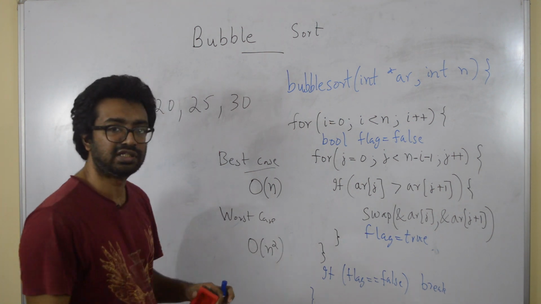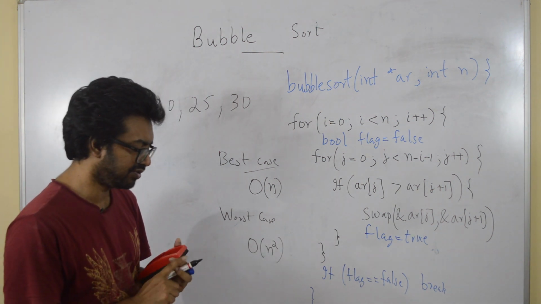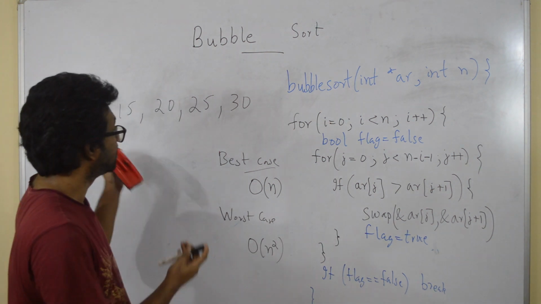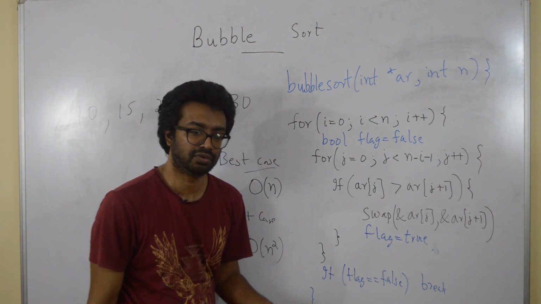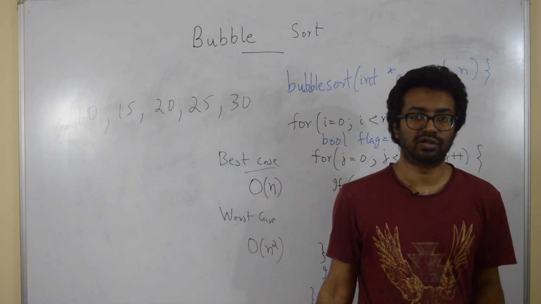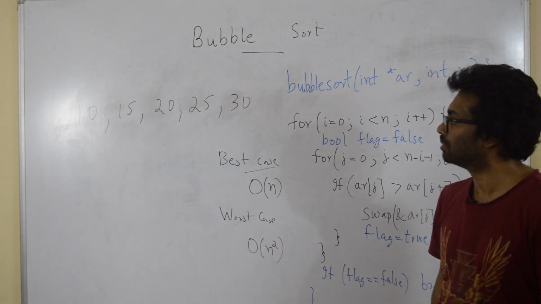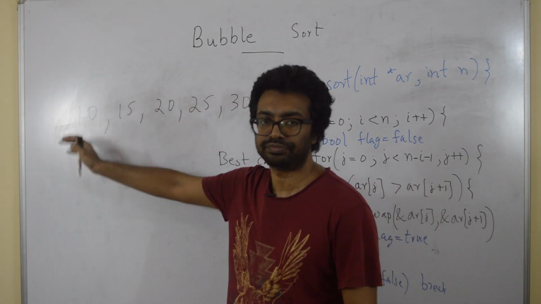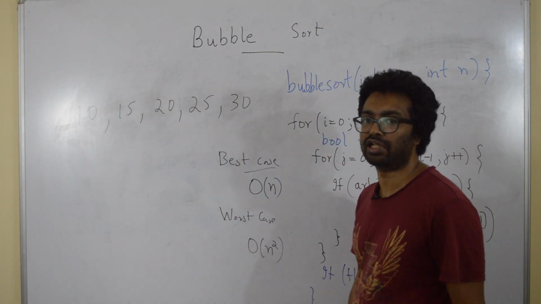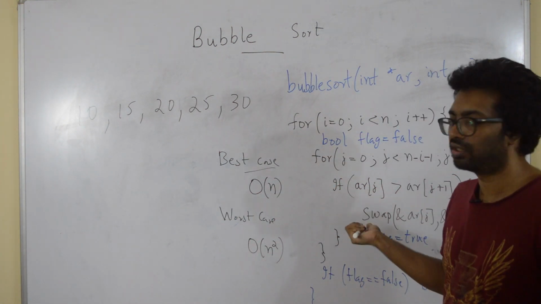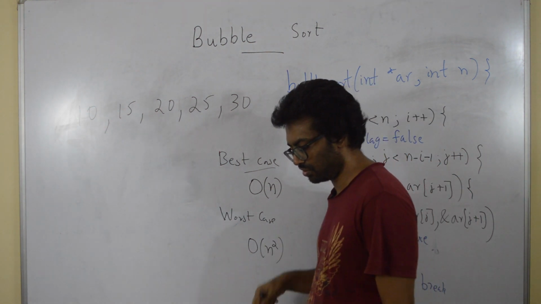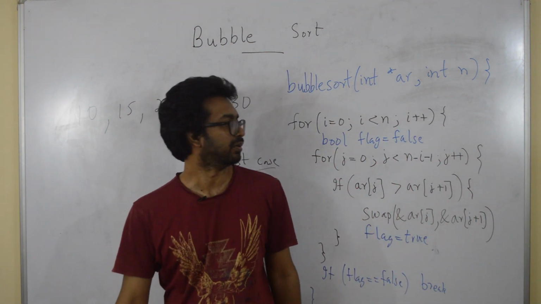The worst case is still O of n squared. And what is an example of a worst case? The array is sorted in the other order. If the array is in descending order, with 30 first, and our implementation of sort is to sort the array into ascending order, you're going to see that.